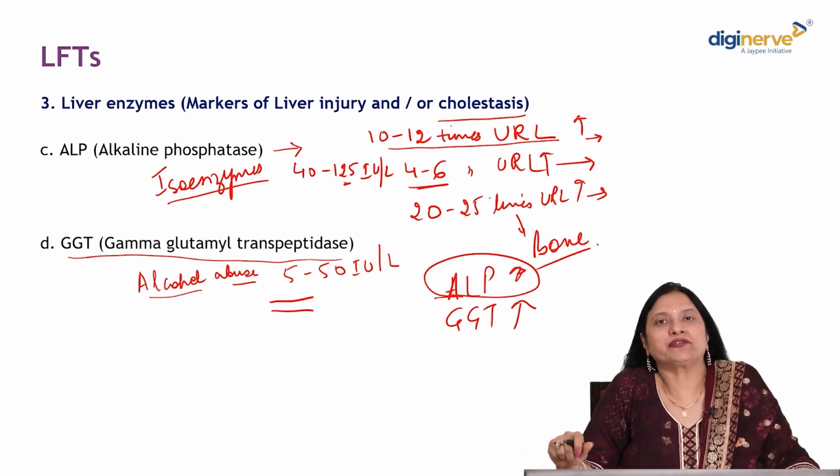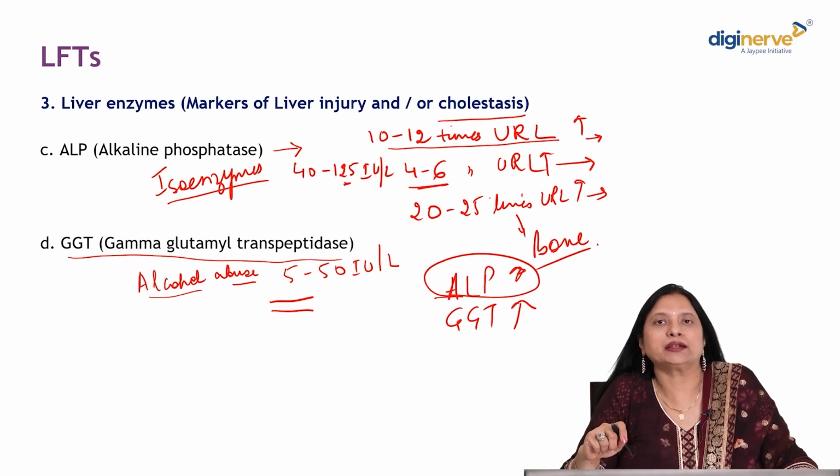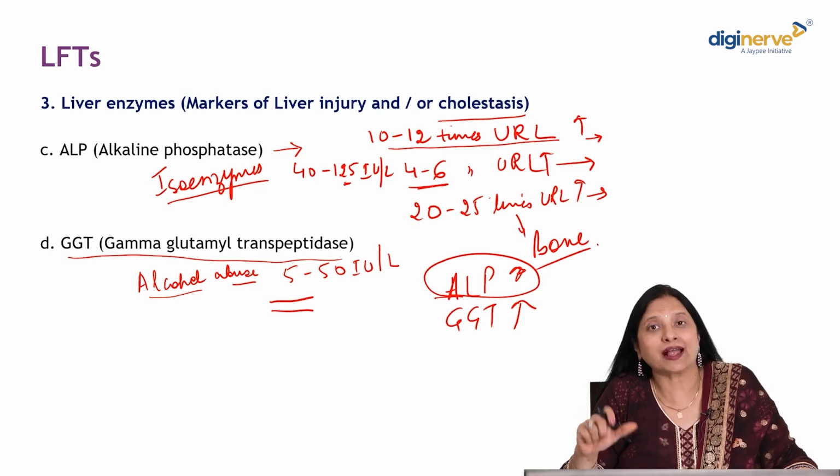So the tests that we have covered up till now, that is total bilirubin and direct bilirubin estimations, total protein, albumin, globulin and AG ratios, then prothrombin time and the various liver enzymes, all these tests are included in the standard liver function tests. That is, the tests which are commonly performed in any suspected case of liver disease.